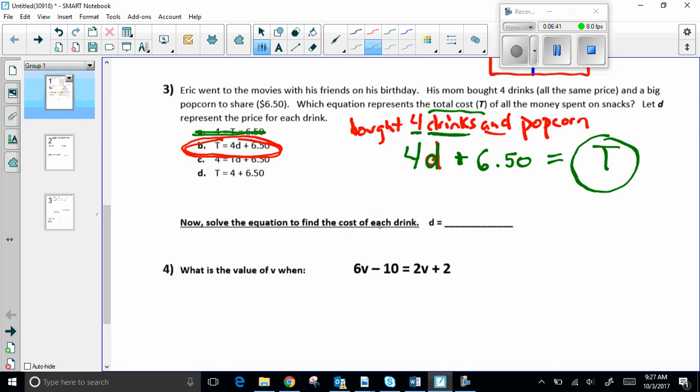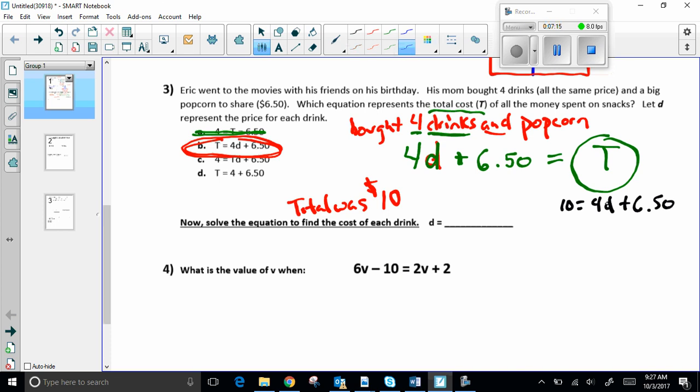Okay, great. Now they want you to solve the equation to find the cost of each drink. Hey, we can't solve it yet unless we know the total. So I'm going to tell you the total right now. The total that mom bought was, what if we said it was $10? Okay, the total was $10. If the total was $10, I'm going to rewrite my equation, only this time it's going to say $10 is equal to 4D plus $6.50.